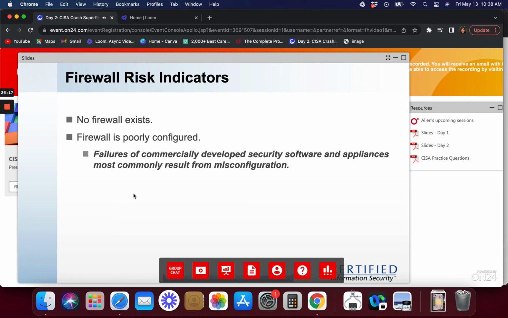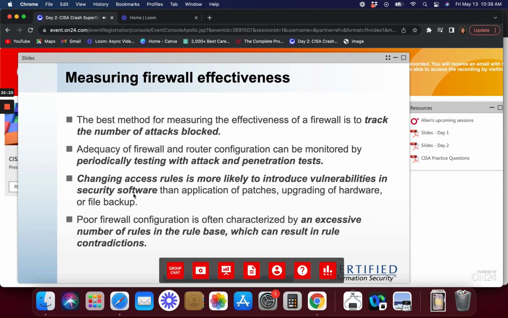So firewall risk indicators. One of them is you don't have a firewall, or that you've got a poorly configured firewall. Measuring firewall effectiveness. ISACA has some ideas on this. If you track a higher number of attacks that are blocked, then that must mean you have a better firewall. Okay, or it just means that you're in a position where you're open, more viewable, and there are just more attackers around you. You're on a bad network segment, for example. ISACA says more attacks blocked means a better firewall, that kind of thing.